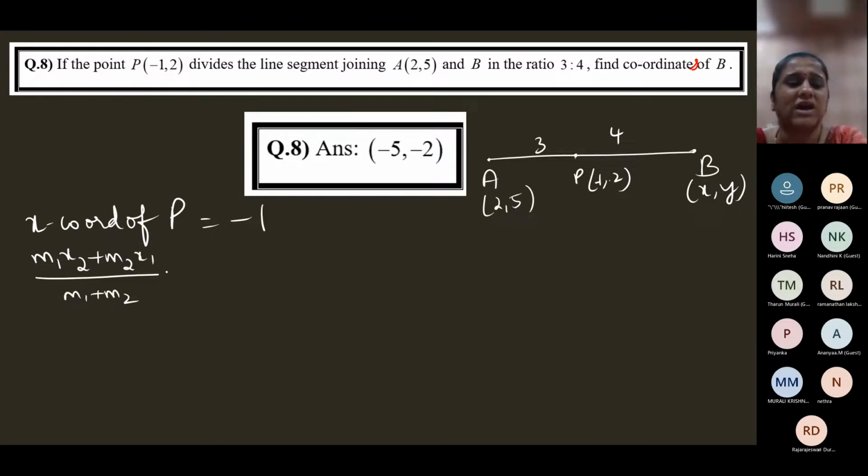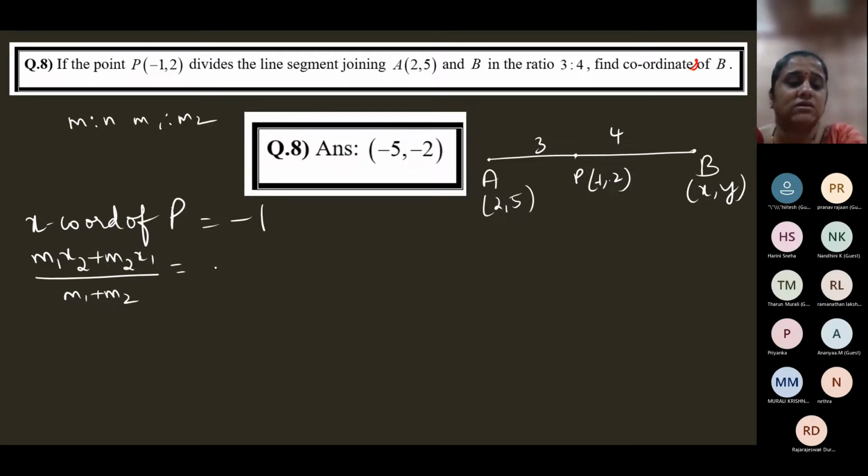All right. I hope class can understand this. The ratio, if you take it as M1 is to M2, this is how it will look. Use whichever is comfortable for you. Mx2 plus Nx1 by M plus N, or instead of M is to N, if you use M1 is to M2, this is how the formula will look like.